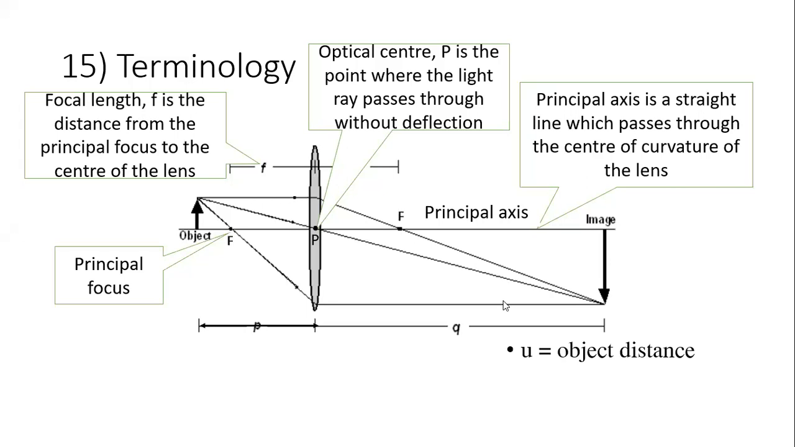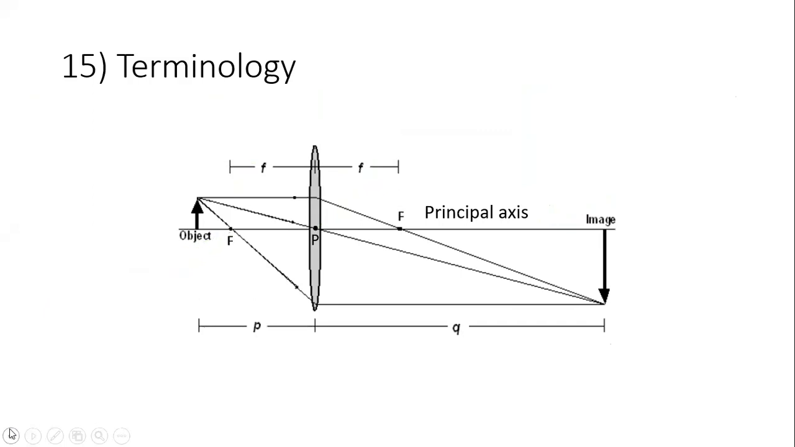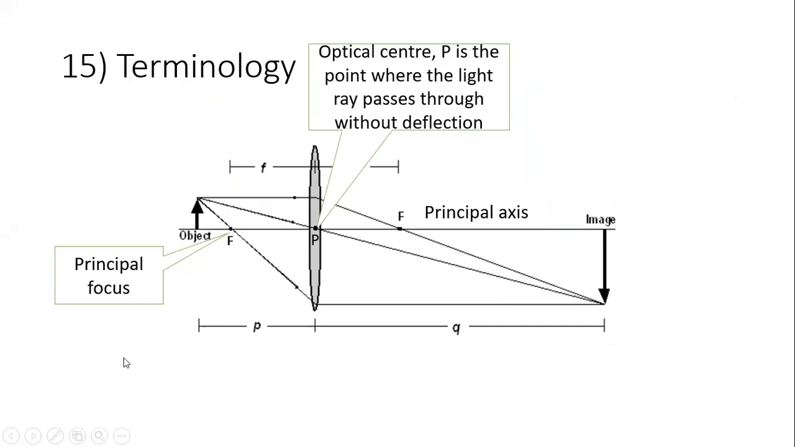Better. Okay, let's go to the terminology. Right, the terms that you're supposed to know. Let's just go back again. Right, the first point that you need to know is that point there, principal focus. We'll define it in a while. Then the P is called the optical center. It's the point where the light passes through without deflection.